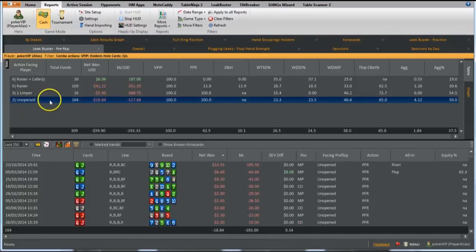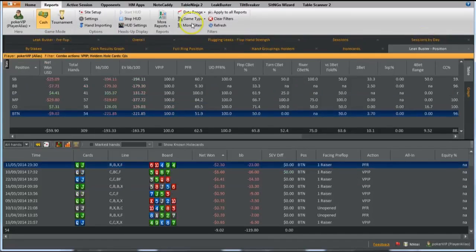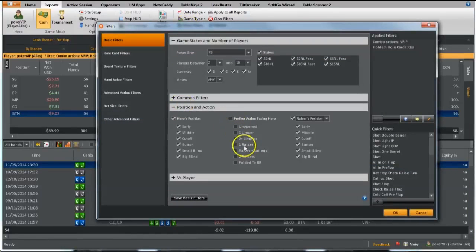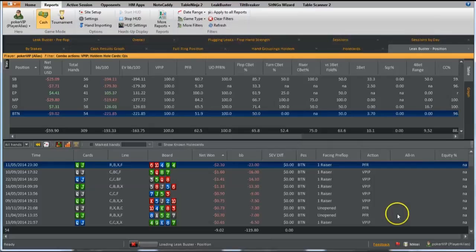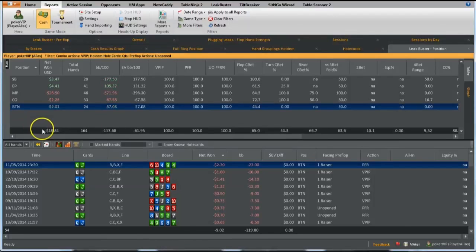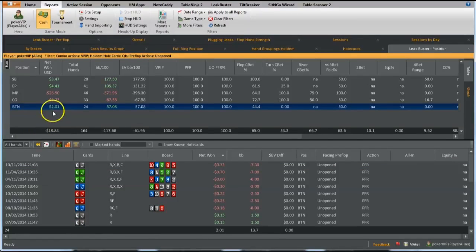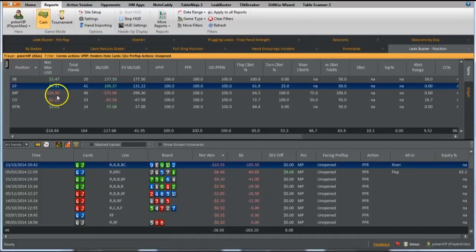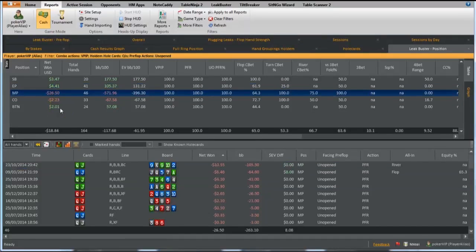And what you could even do, if you wanted to look purely at unopened situations, is go back to the Leakbuster position tab. You could go to more filters, position and action, preflop facing Hero, unopened. Then you can see which situations this hand is not making you money when you open raise from. And you can see that MP seems to be the issue, maybe as mentioned, these hands are not making so much money from early position.